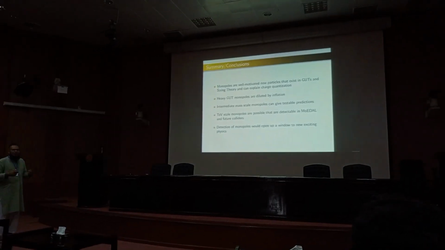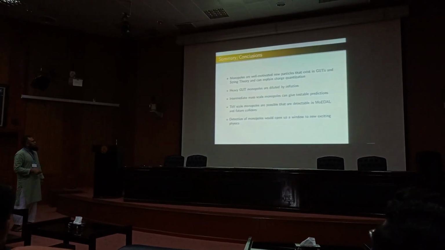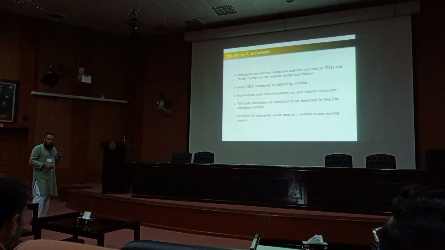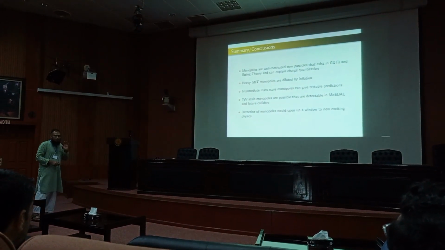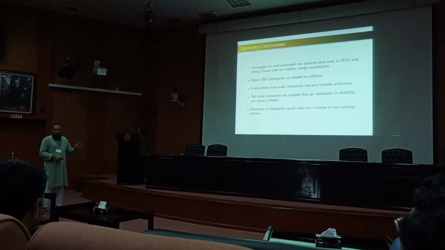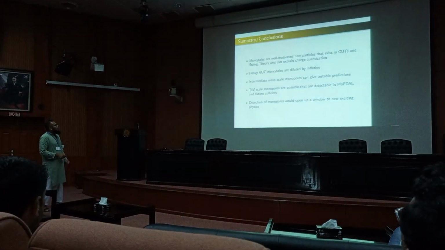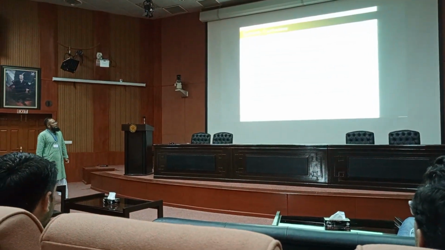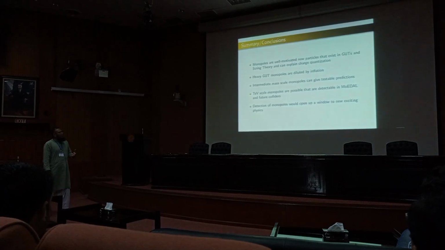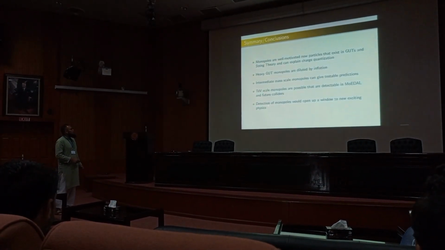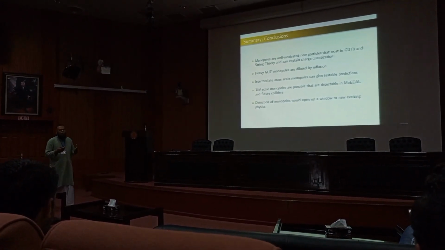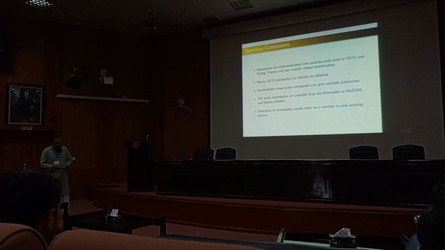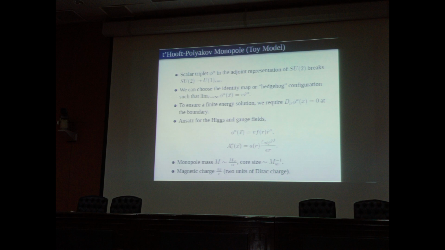Those heavy monopoles are a problem because it's not consistent with Big Bang nucleosynthesis and observation. So it can be solved by inflation. I have not talked about intermediate scale monopoles. They can have a testable prediction around 10 to the 11 GeV or so. And then people have also talked about TeV scale monopoles, which can be detectable in MoEDAL or future colliders. The detection of monopoles will open up a new window to link it to new physics beyond the standard model. Thank you.